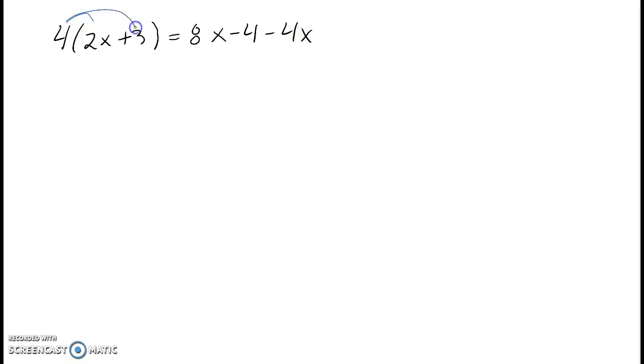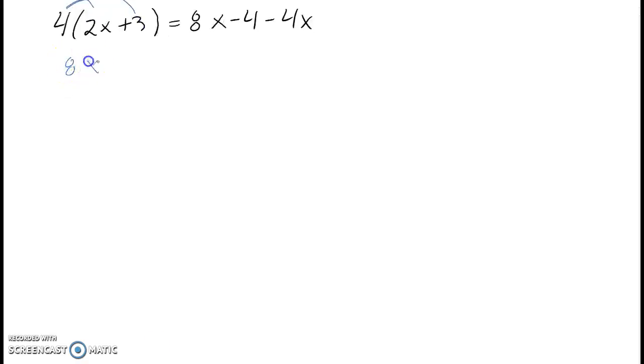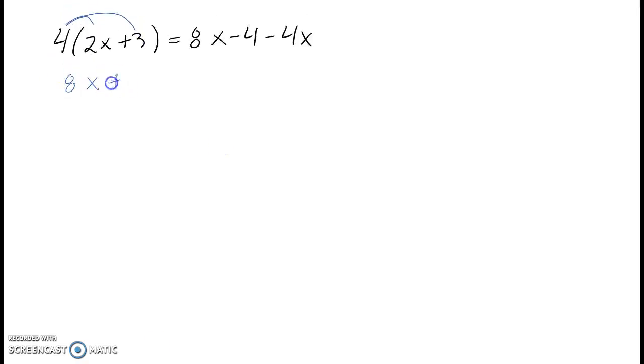So I will do an example. Let's say we have something like this. 4 times 2x plus 3 equals 8x minus 4 minus 4x. So I'll go through this pretty quickly. The first thing we want to do is know how to distribute. So that would give us 8x plus 12 equals 8x minus 4 minus 4x.